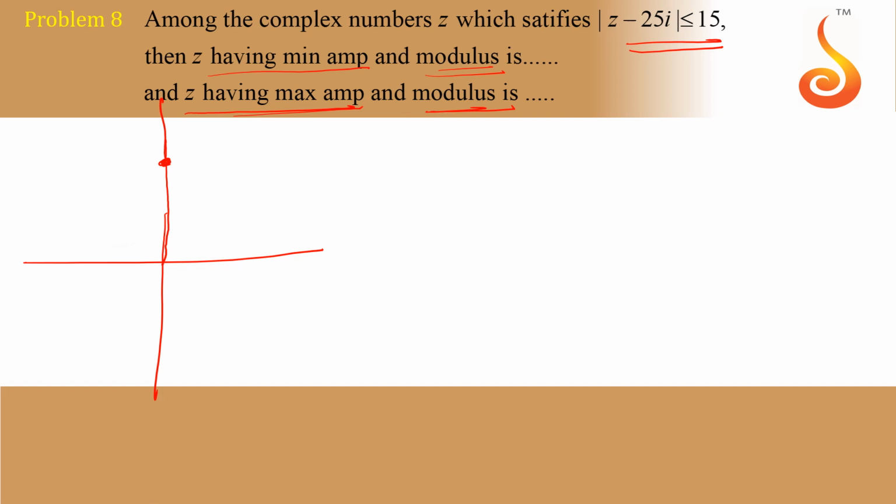if I take equal to 15, then 0, 25 will be the center and 15 the radius. So this will be 0, 25 and this radius is 15. So the other part will be 10. Now this is the origin, and this is 0, 25.